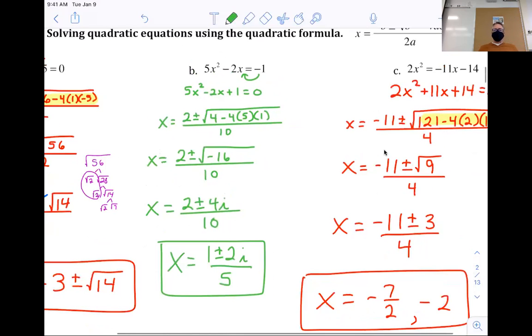So there are our two solutions. We got two complex solutions because we have an i in there. What that means graphically is there are no roots. There are no x-intercepts. The parabola does not cross the x-axis. That, because we got an imaginary solution, is what that means graphically.